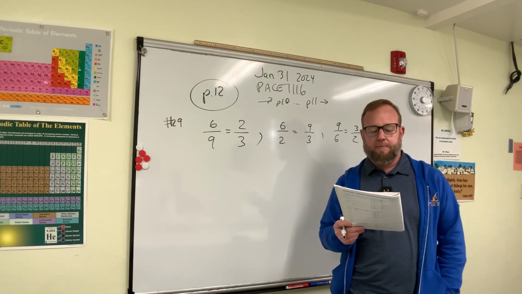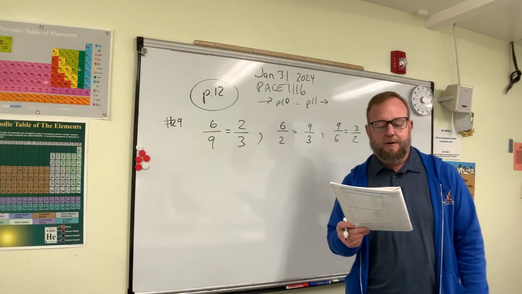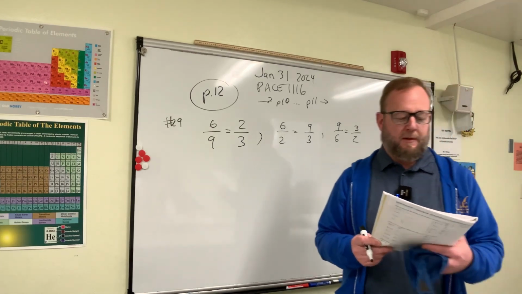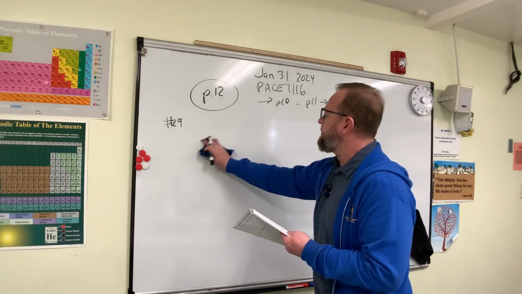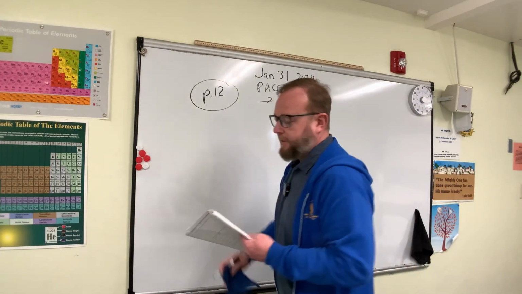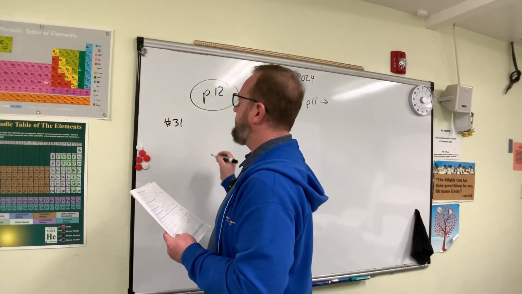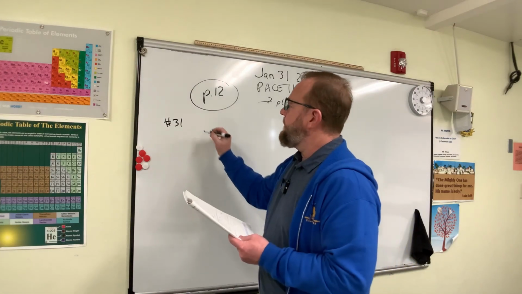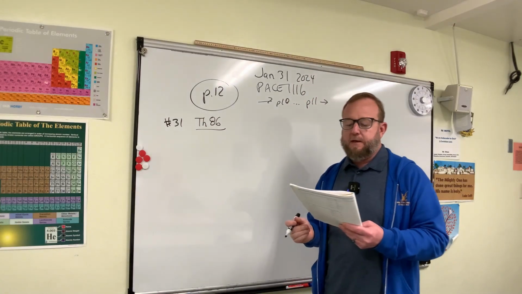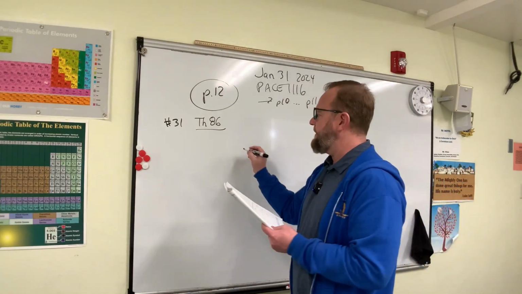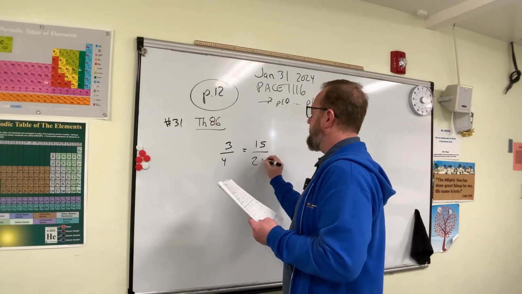30 is the same thing. You're writing equivalent forms of the proportions using theorem 85. Theorem 86. These are interesting. Look at what happens here. We're now on problem number 31. Number 31 says, use theorem 86 to write a new proportion by addition. Look at this. I have 3 over 4 equal to 15 over 20.